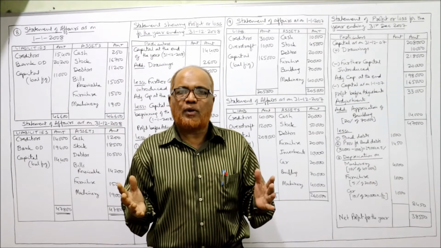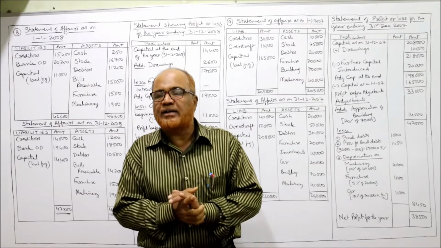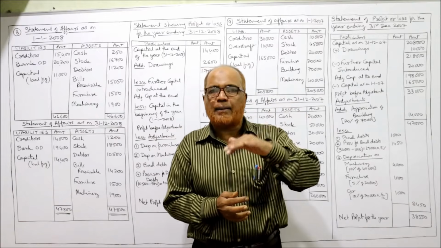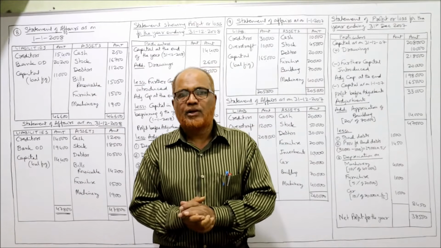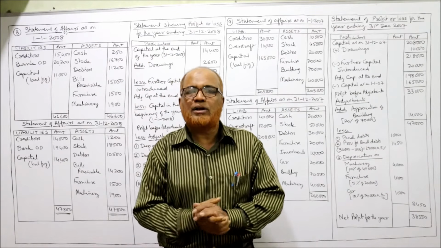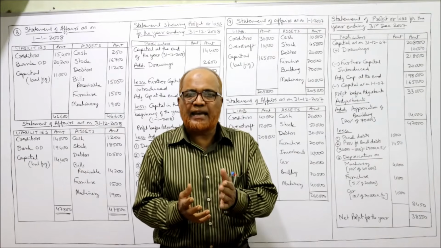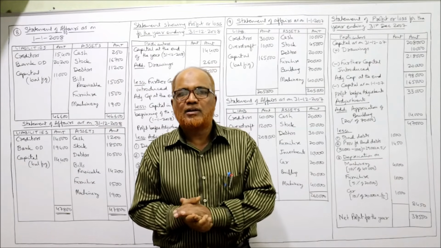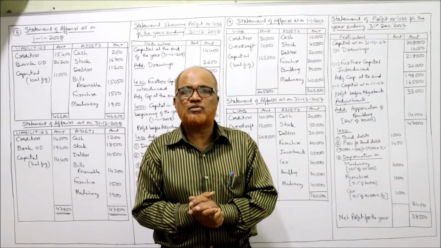So how to find out the profit, we have seen in the last videos. We find the capital at the beginning of the year and the capital at the end of the year by preparing a statement of affairs. The opening statement of affairs gives the opening capital, and the closing statement of affairs gives the closing capital. After calculating the capital at the beginning and end, we prepare a statement in which we find the profit. We have already done so many problems.